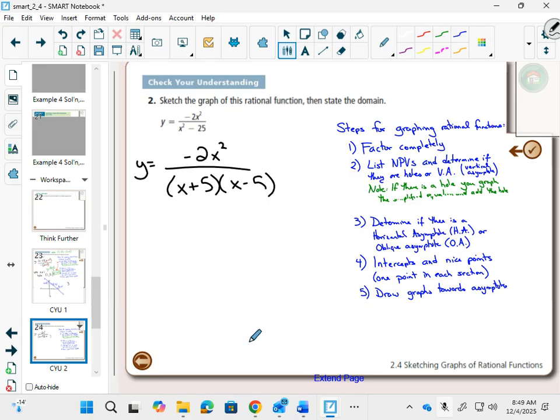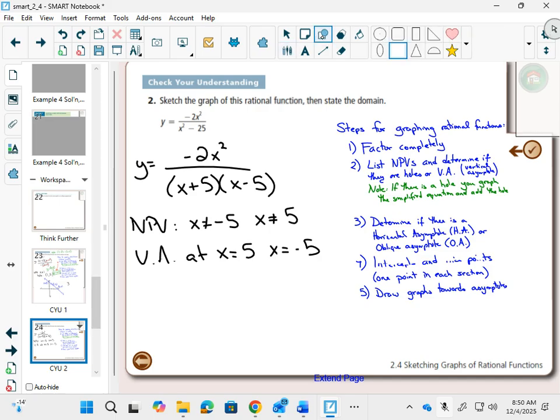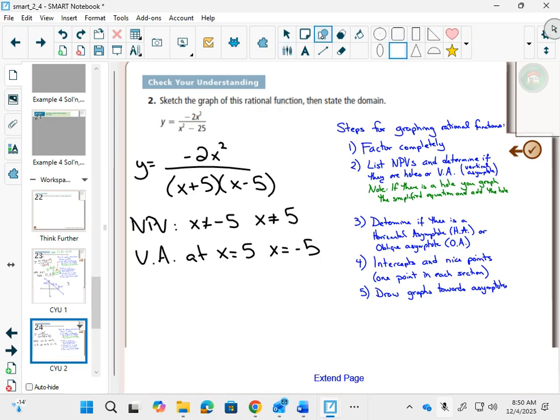Again, we start by factoring. After you factor, you can say what your non-permissible values are. And we have to decide if these non-permissible values are holes or vertical asymptotes. Nothing cancels out. They are both vertical asymptotes.